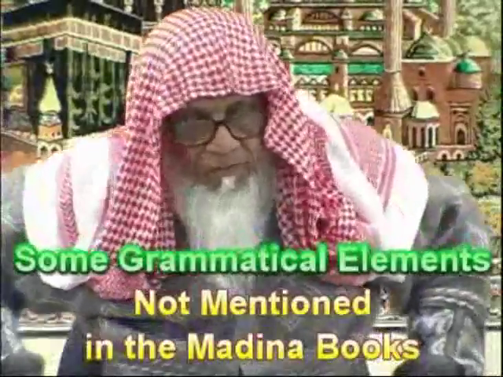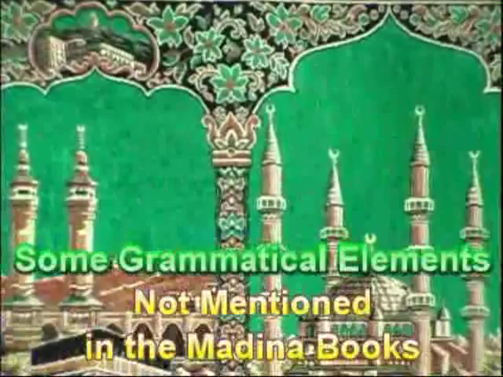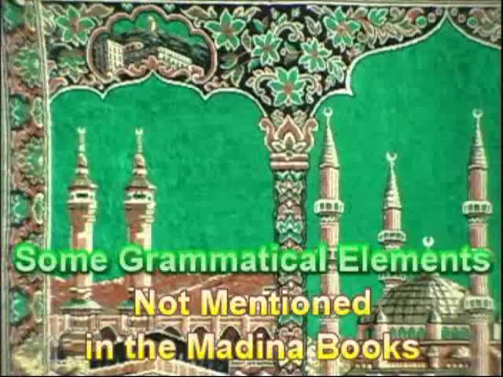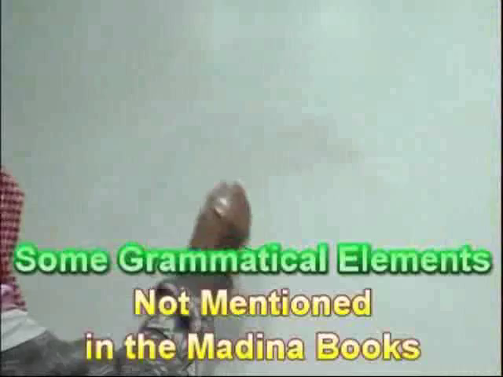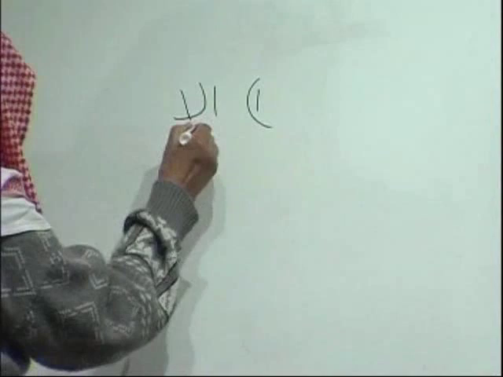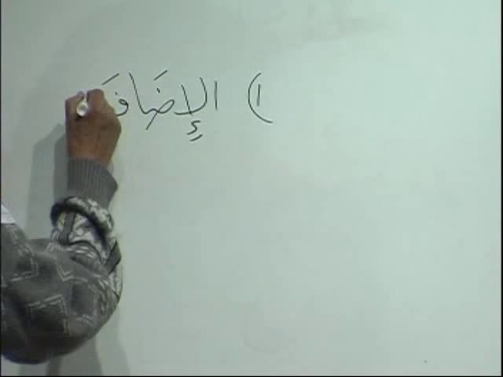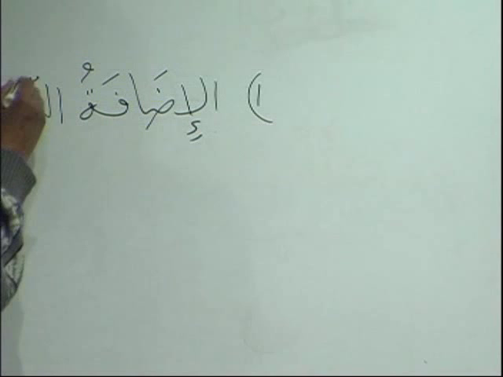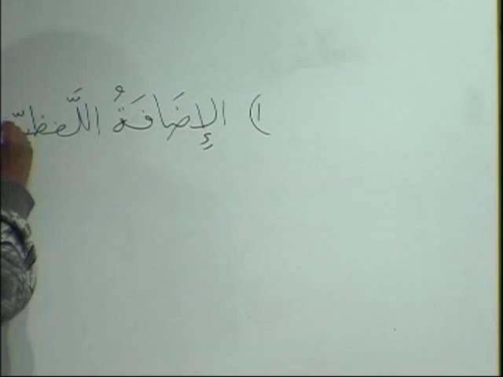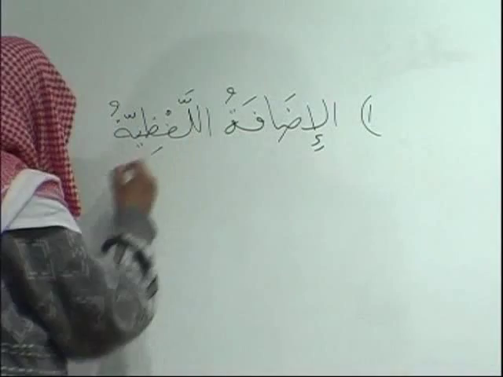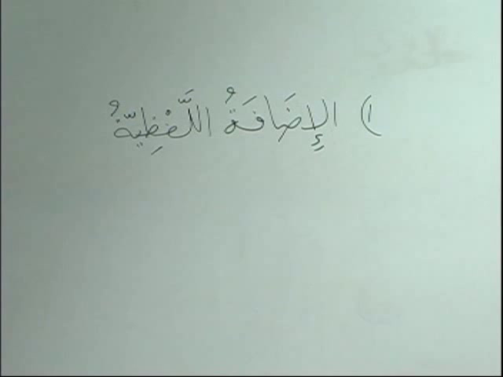We have finished this, and I wanted to explain to you certain grammatical elements that we have not done in the book. I have four elements here. I don't know how much time we have. One is al-Idhaafa al-Lafziyyah, الإضافة اللفظية.